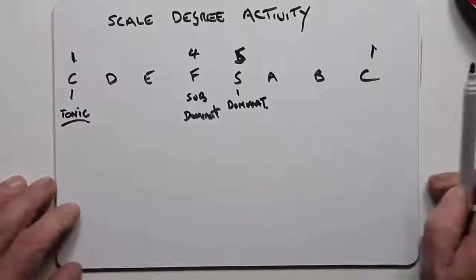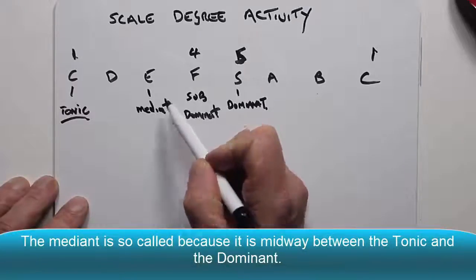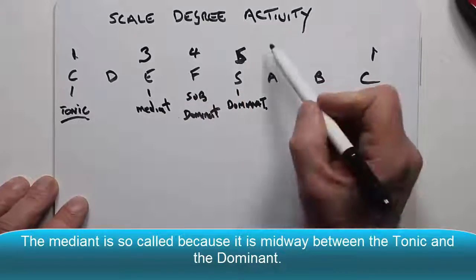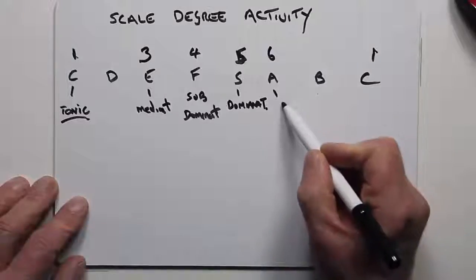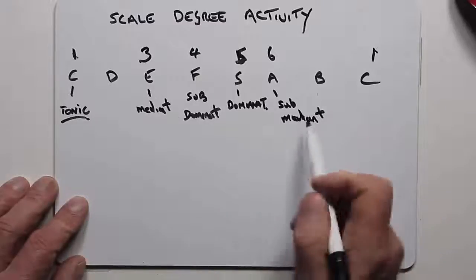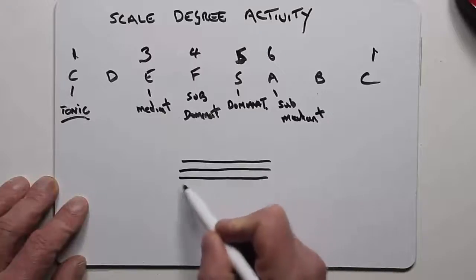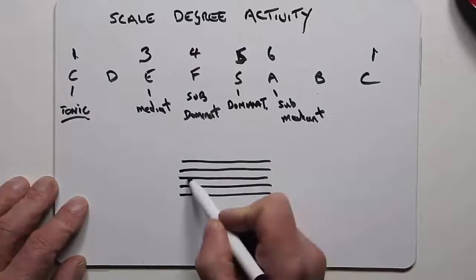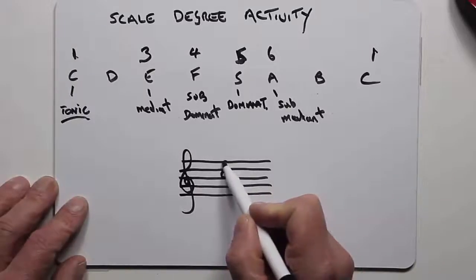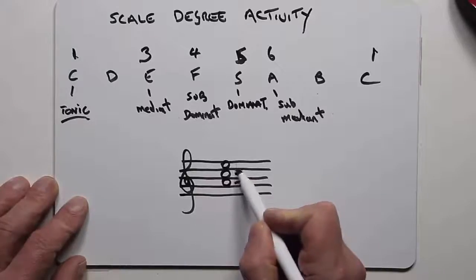And then the next most important is this one, the mediant. The mediant is the 3rd degree of the scale. And the next one is the submediant. I think you know why it's called submediant. Yep, you've got it, because if we draw a piece of music like that in treble clef, and that's the C, then the mediant is there, and the submediant is there, a 3rd below. So you've got a 3rd above and a 3rd below.